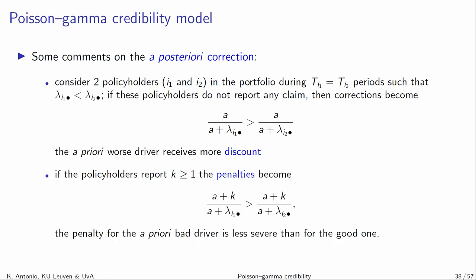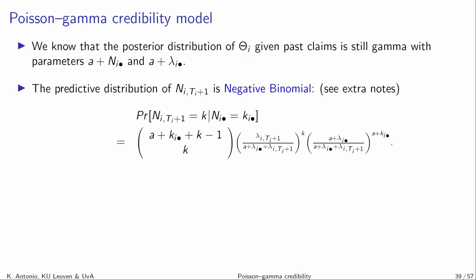And the other way around, what if they report a certain K claims? Then you'll get the ordering in this way. Then we'll give them a penalty, but the penalty we give to driver I1 will be larger than the penalty we give to driver I2 for the same reason, because we made a bigger mistake for driver I1 by assessing him or her with a smaller a priori tariff compared to driver I2. So that's a bit of intuition I want to give, which we can now write down in analytic form because we make this gamma assumption. That's very convenient.